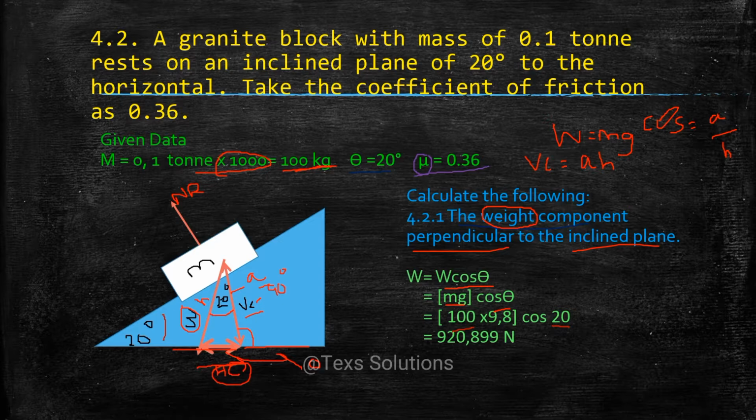So when I input these values in the calculator, the vertical component is going to be 920.899 newtons. Please remember, in engineering science, we don't have all answers to 3 decimal places.